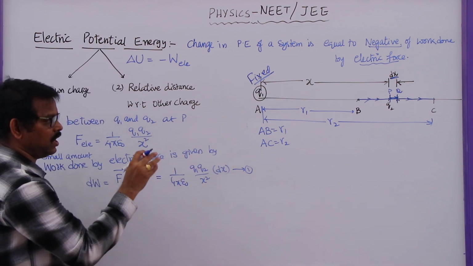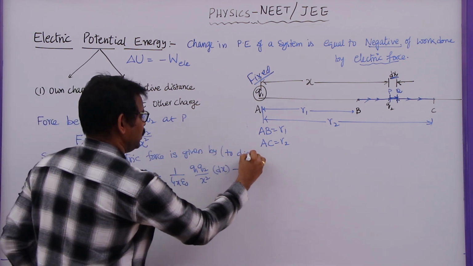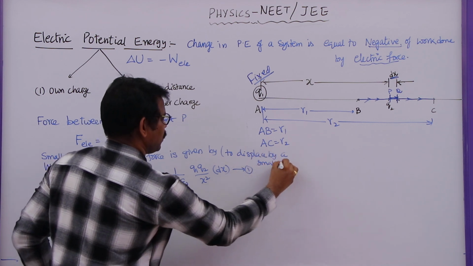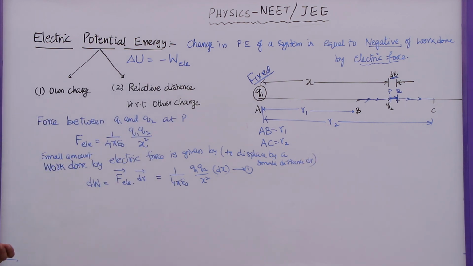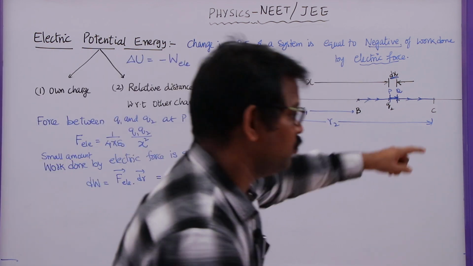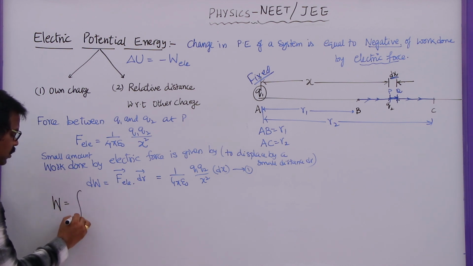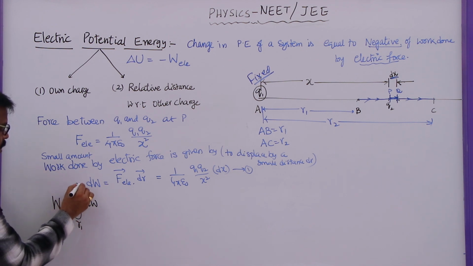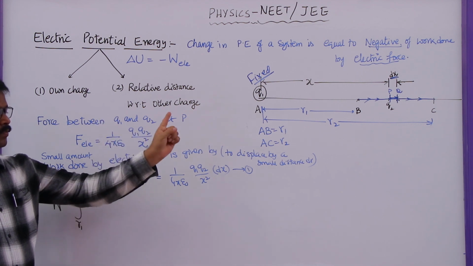So to displace the charge by a small distance dr. Now, what is the total work done to move the charge from B to C here? The total work done is the integral of the small work done with limits R1 to R2, because our aim is to move the charge from B to C.